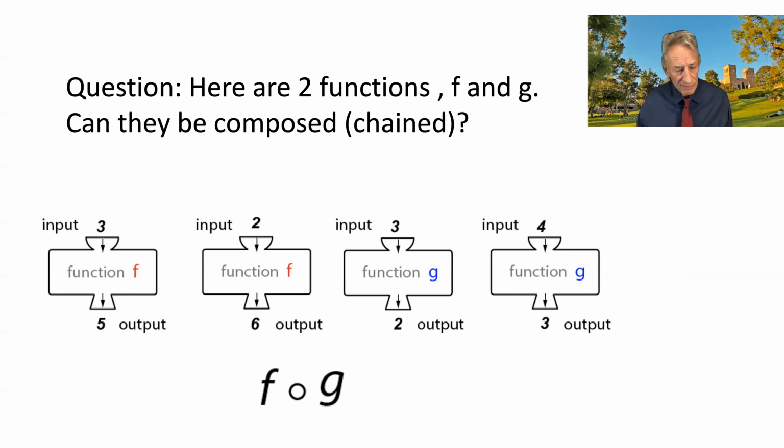Here's another function. We've changed it a little bit. Now, the function f takes as an input the number 3 or the number 2, and f of 3 is 5, f of 2 is 6. G of 3 is 2, and g of 4 is 3. And now we ask again, can we chain these two functions? Can we write f composed with g? Can we write g composed with f?